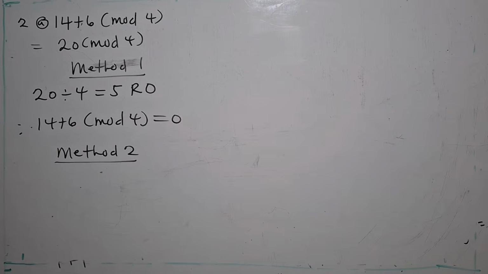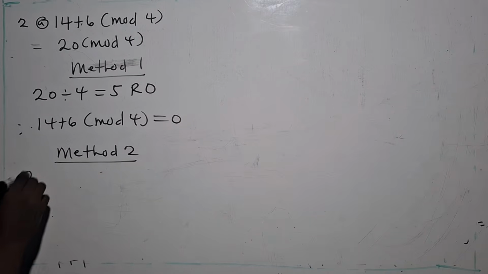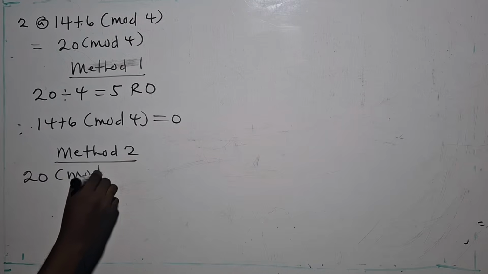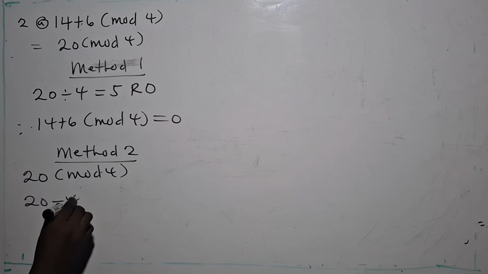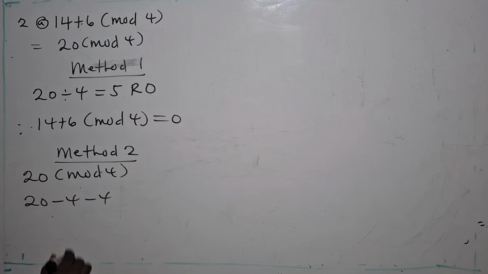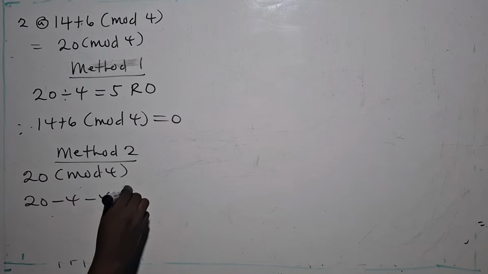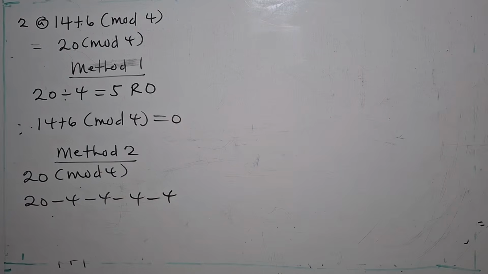Method 2, I'm going to use a continuous subtraction method. So I'm going to solve 20 mod 4. So 20 minus 4 is 16. Minus 4 is 12. Now minus 4 is 8. Minus 4 again is 4. Then minus 4 again, which is 0.